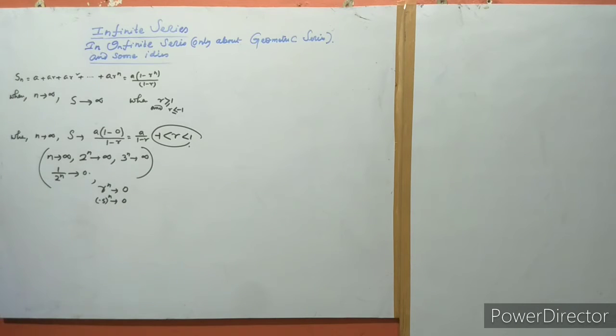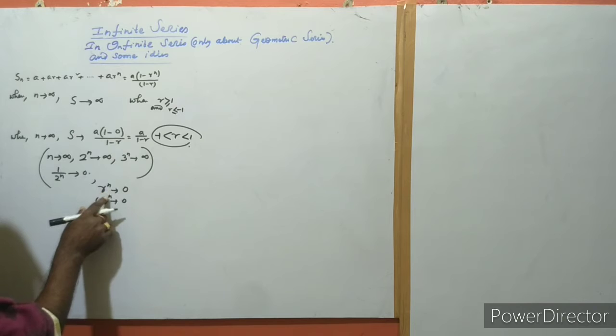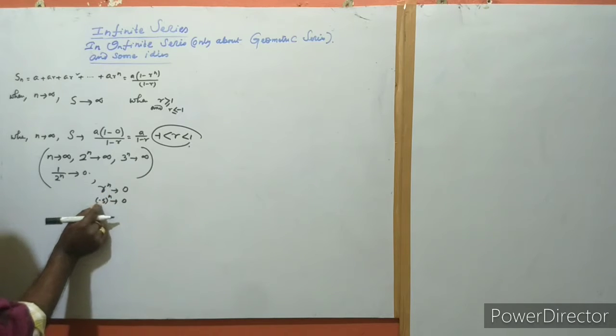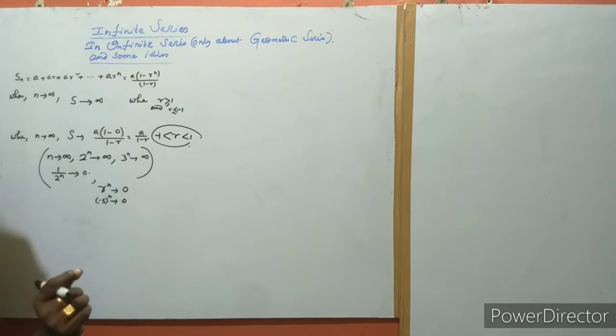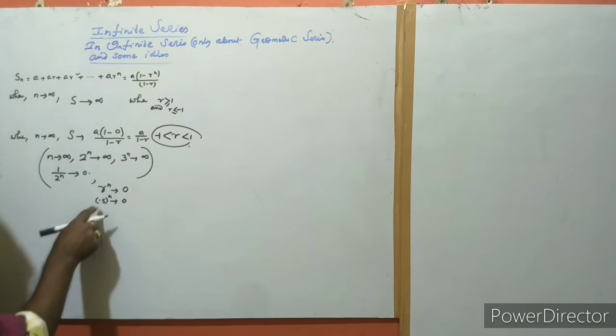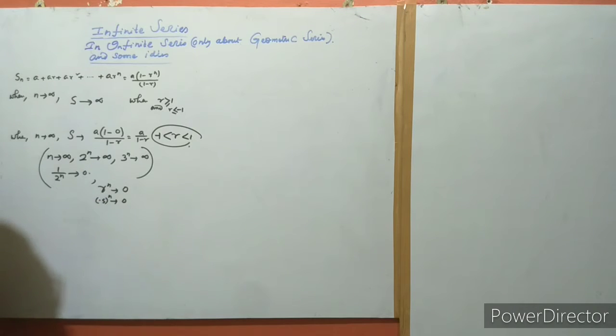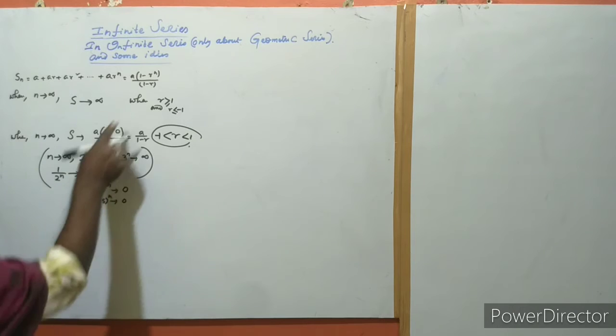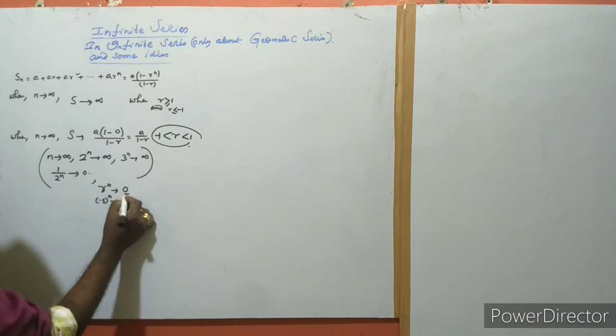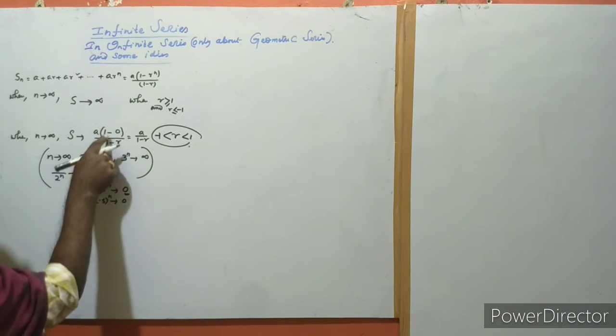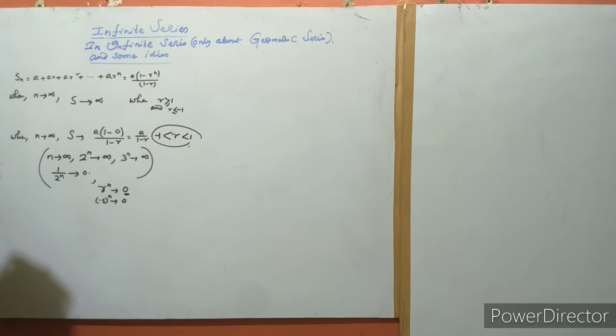I think that's better understood. Again I repeat, if the value of n increases, this value, as it is a fraction, a point value, like 0.5, 0.6, 0.9, lies between minus 1 to plus 1. If we get minus 0.5, then minus 0.5 to the power n also goes to 0. So the value of r to the power n is 0, and 1 by 1 minus r is your answer when n tends to infinity and r lies between minus 1 to plus 1. So this is your concept.